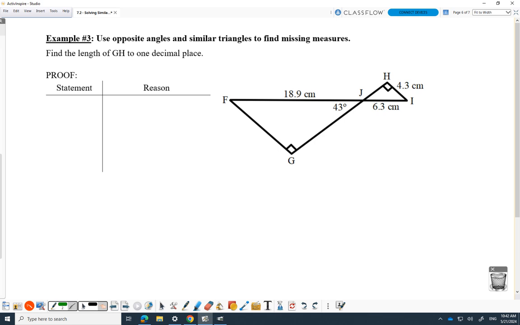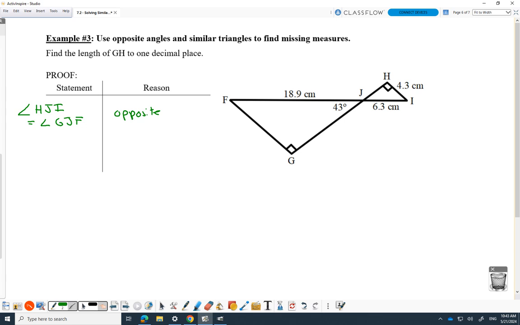Okay, let's prove they're similar. First of all, the easiest part of this question, I'm going to prove that the 90s are the same. Good? Excellent. There's opposite angles right in here. So here she wants to do the opposite first. So I say angle HJI equals angle GJF, as they are opposite angles.